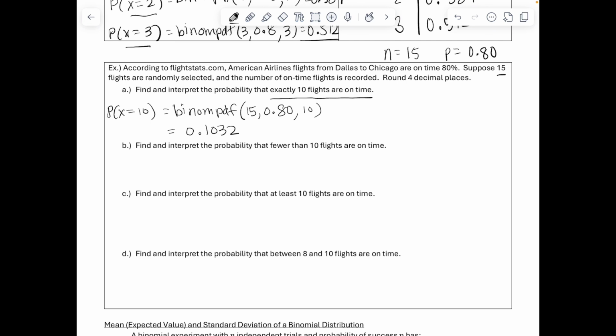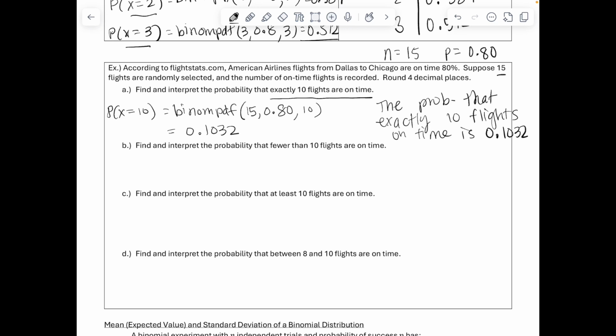And it also says to interpret. So this is the probability that exactly 10 flights on time is 0.1032. You can also rewrite that as 10.32%.